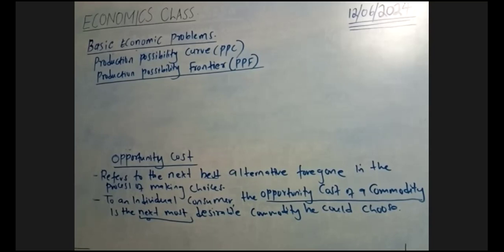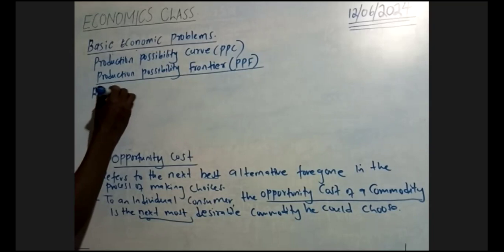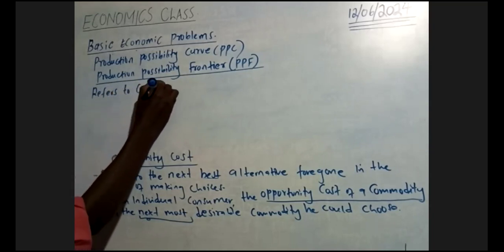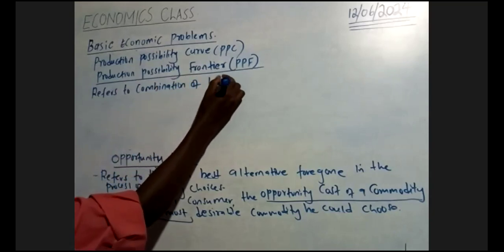Now let's define it. It refers to a combination of two goods that should be produced given a specific level of resources. This is the definition: it refers to a combination of two goods.